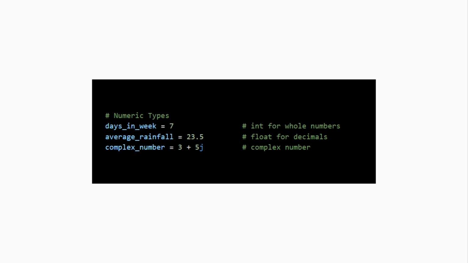There are a few numeric types. Int is used for whole numbers, like days_in_week = 7. The float type holds decimal values, great for measurements, like average_rainfall = 23.5. And Python even has a complex type for numbers with real and imaginary parts, like complex_number = 3 + 5j, which is especially useful in mathematical applications.